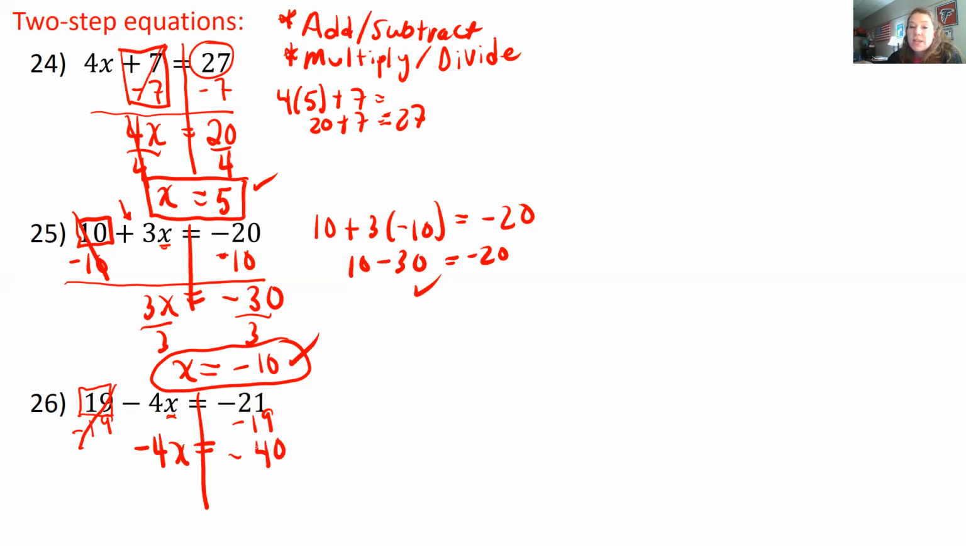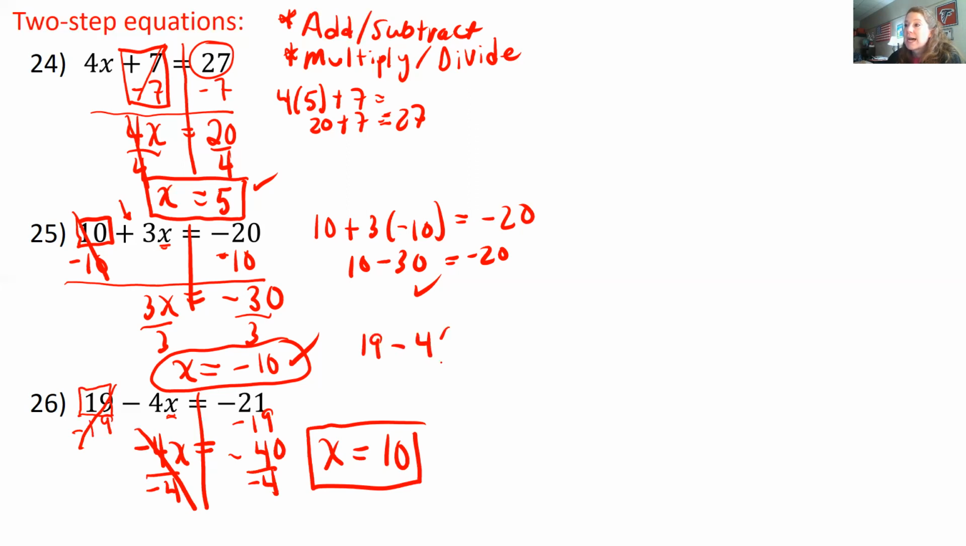Now, what's attached to our x? Times negative 4. So we're going to do the opposite. We're going to divide by negative 4. This is gone. So x is equal to negative 40 divided by negative 4 is positive 10. So to double check, plug it back in. 19 minus 4 times positive 10. Does that equal negative 21? Well, 19 minus 40 is negative 21. So we know our answer is correct.